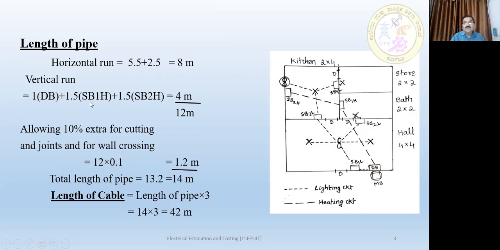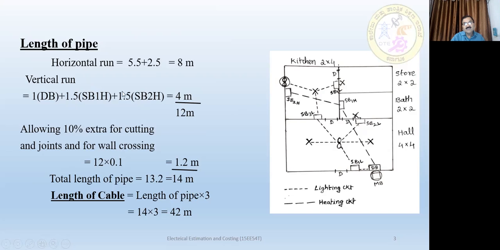And SB1H, switchboard 1, is fixed at a height of 1.5 meter. The height of the ceiling is 3 meter. SB1 is fixed at a height of 1.5 meter from the ground level, so the remaining length up to the ceiling is 1.5 meter. So this is the vertical run, from switchboard to ceiling 1.5 meter.